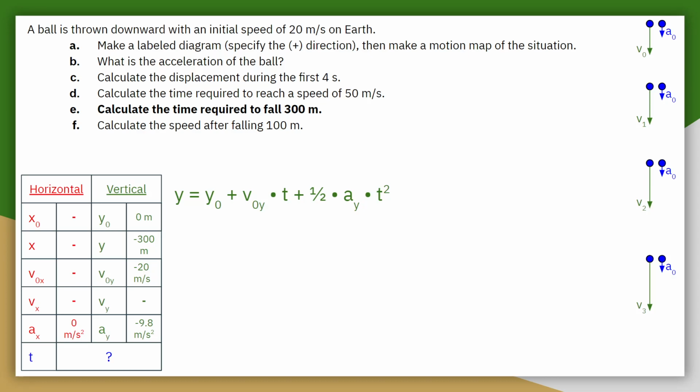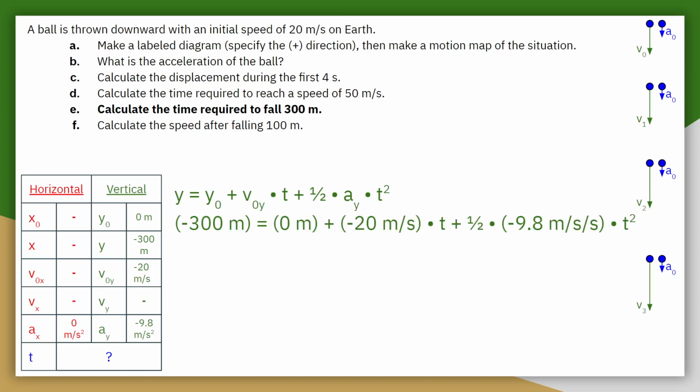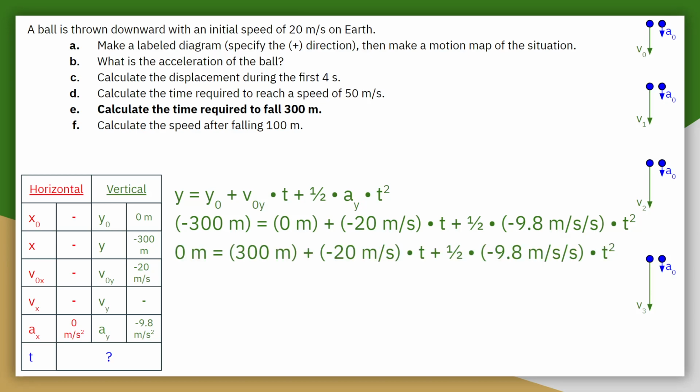So I can go back to that equation we used for part C. However, for this problem, we're actually solving for t, time, rather than delta y, that displacement. So we're going to have to solve it a slightly different way. Now for this one, instead of rearranging to get t by itself, I'm just going to start off by plugging in the values that we know. Then I'm going to add 300 meters to both sides. When I write it like this, 0 equals 300 meters minus 20 meters per second times time, plus the 1/2 times the negative 9.8 meters per second squared times time squared.